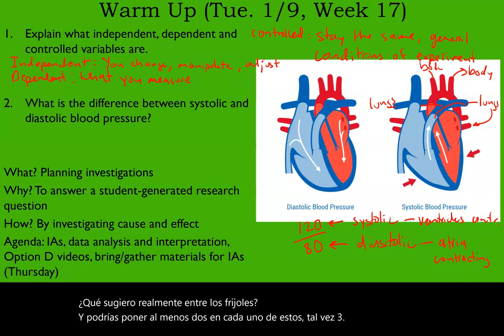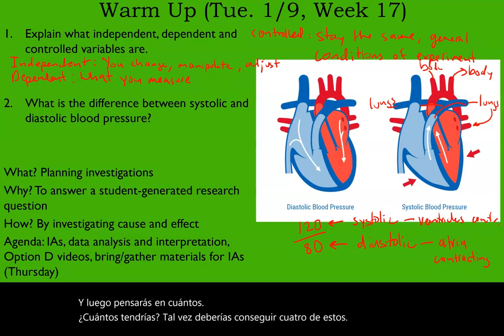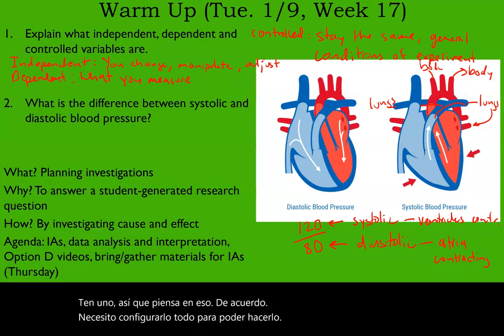And then think about how many you'd have. Maybe you should just get 4 of these. Have 1. So you think about that. Okay. I need to get it all set up so I can see how many. I'm going to put 3 or 4, Lee Valley. Okay.